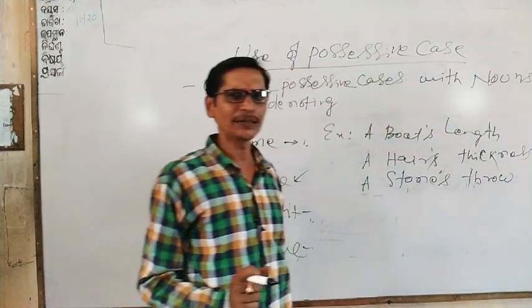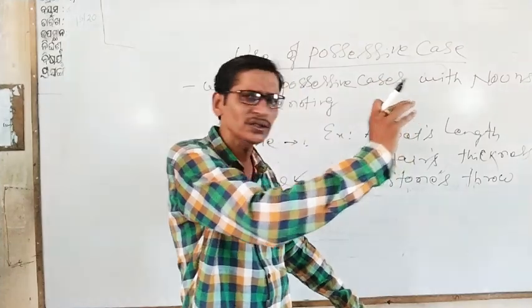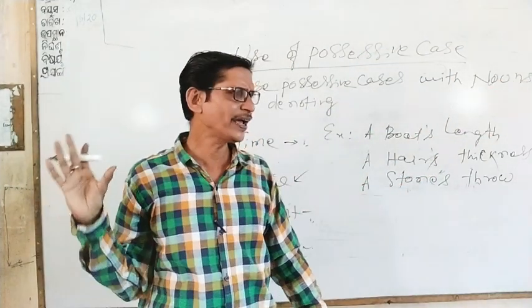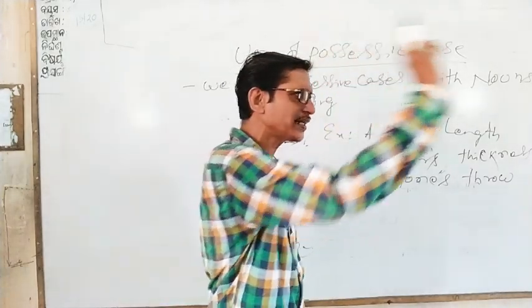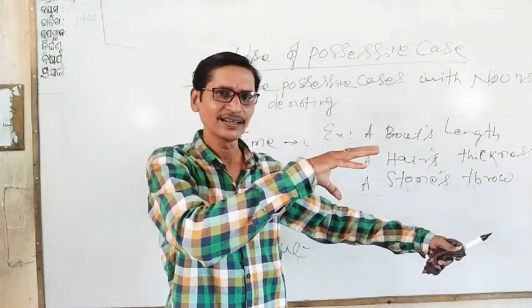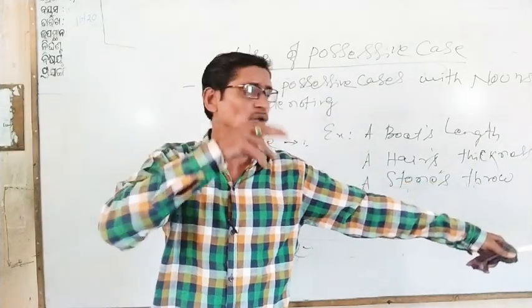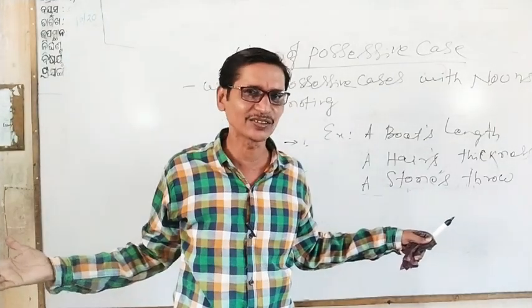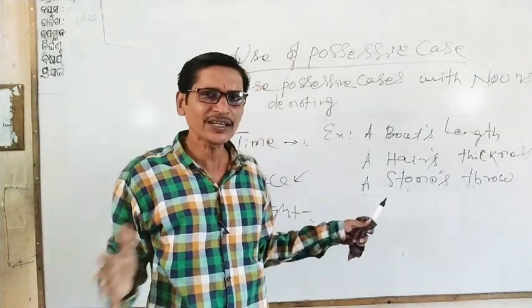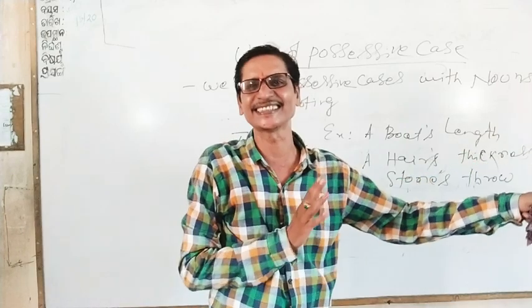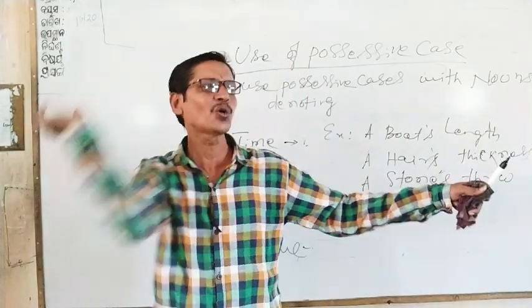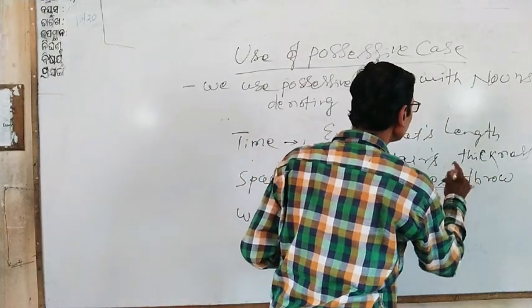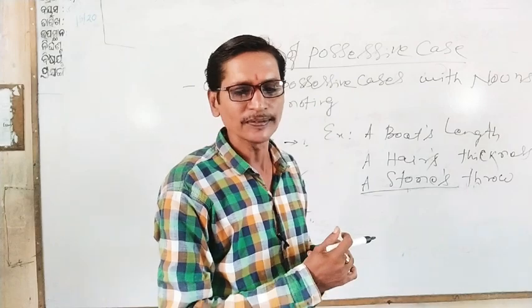A stone's throw. That means when we throw a stone to a certain location, that can reach over there. But if we throw a stone, that cannot reach 2 kilometers, 3 kilometers, that means we cannot take that into our account. Here we are talking about a very short distance where if we throw a stone, that can reach over there. That is why a stone's throw.